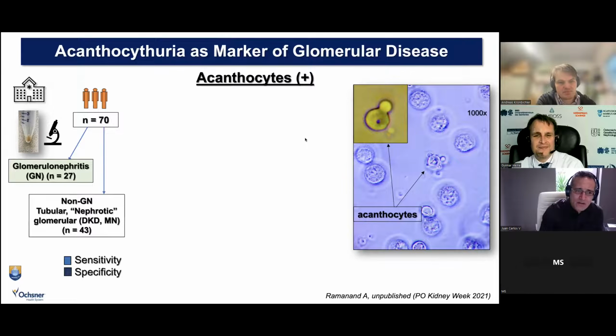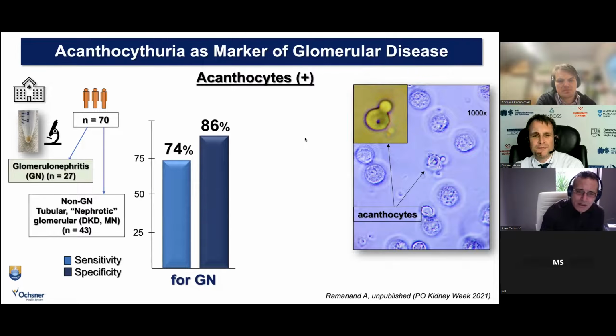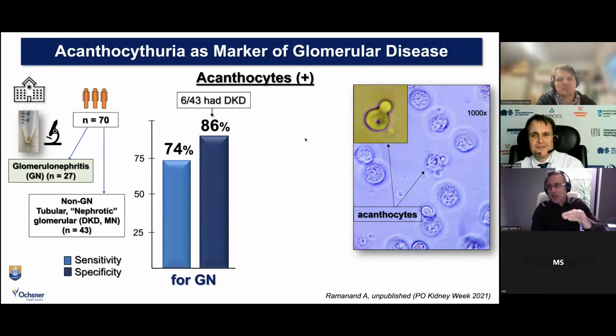Here is a cohort of 70 patients that had either glomerulonephritis or non-glomerulonephritis, meaning ATN, or nephrotic conditions such as membranous nephropathy or diabetes. And our actual sensitivity was a little bit higher than Varghese's so far, with 86% of patients where we found acanthocytes. Specificity 86, and sensitivity was actually 74. So Varghese had 54 and we had 74, a little bit more.